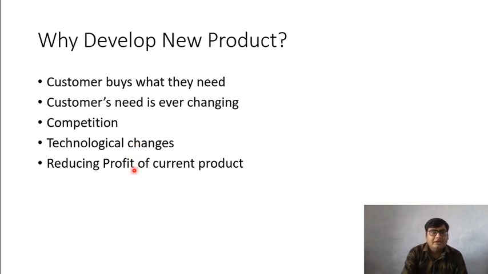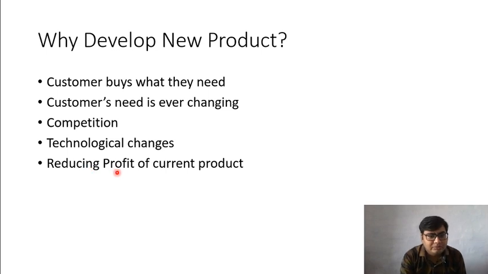Okay. And reducing profit of current product. Why do we want to develop a new product? Because our current product's profit is reducing. Our current product's profit is declining, so we are not earning as much as we were earning previously from our current product, and we want a product that can make more profit. So we are developing a new product that attracts more customers and can give us more profit.